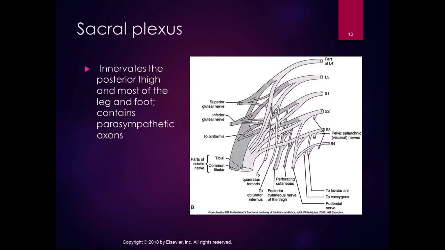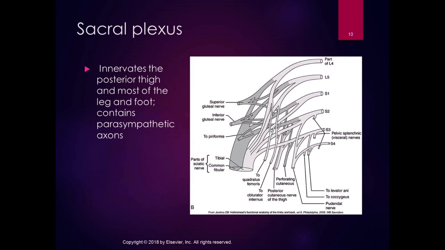The sacral plexus innervates the posterior thigh and most of the leg and foot. So everything but the anterior and medial thigh, really. And it also contains parasympathetic axons. Because remember, way back in the autonomic chapter, the sympathetic trunk was the thoracic outflow, and the parasympathetic was the craniosacral outflow. So here's the sacral part of that.